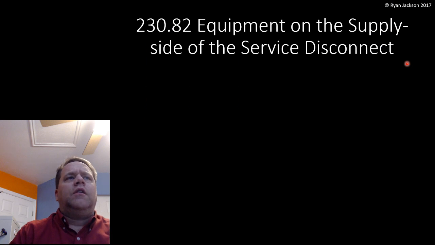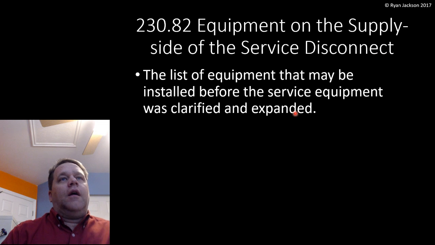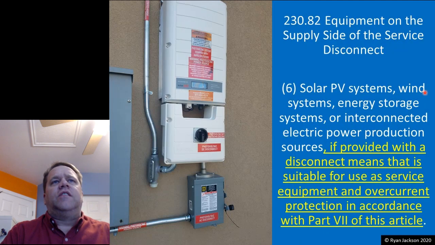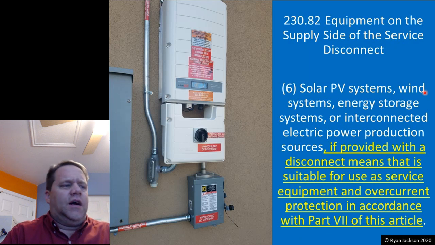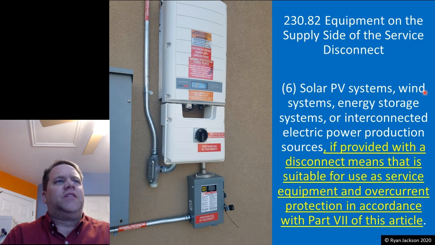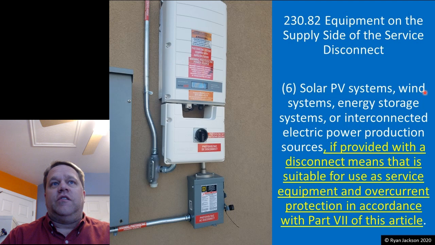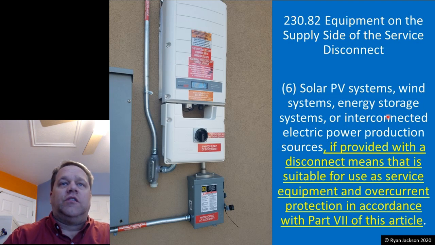All right, moving along. 230.82, equipment on the supply side of the service disconnect. The list of equipment that may be installed before the service equipment was clarified and expanded. So there's a list of things that you can put on the supply side of the service disconnect. Current transformers, potential transformers, a couple little things, meters, obviously. Item 6 is solar systems, PV systems, or wind, energy storage, fuel cells, interconnected electric power production sources.